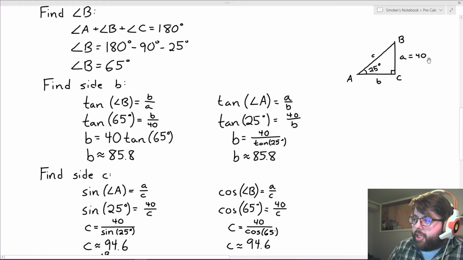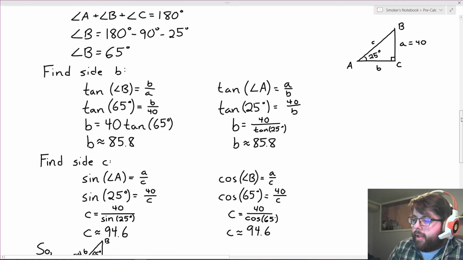Also, if you did it with the 65 here, then A is adjacent. We're not looking for B anymore. A is adjacent, C is the hypotenuse. So we're going to use the function cosine in this case. So it's cosine of 65 degrees is equal to 40 over C. Solving this for C would be C equals 40 divided by cosine of 65. You get the same thing both ways. I don't think I need to put that in the calculator again.